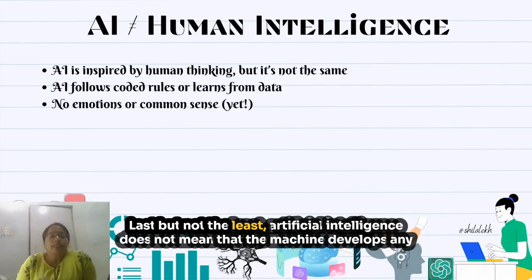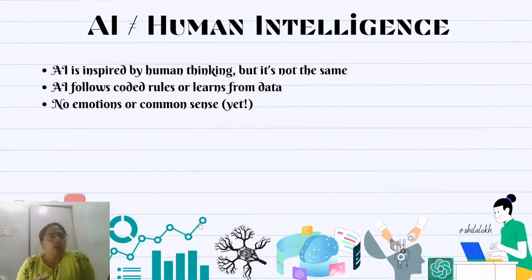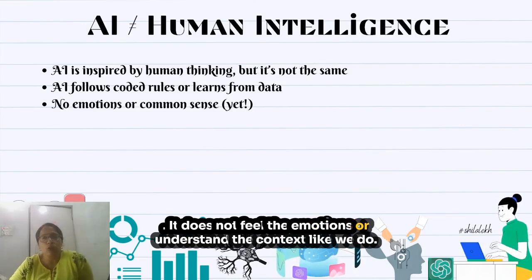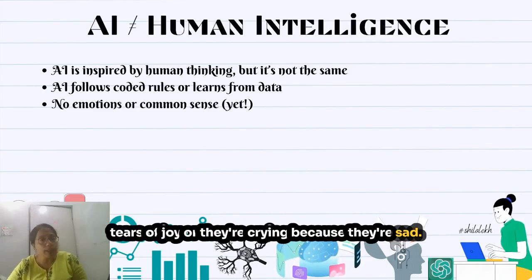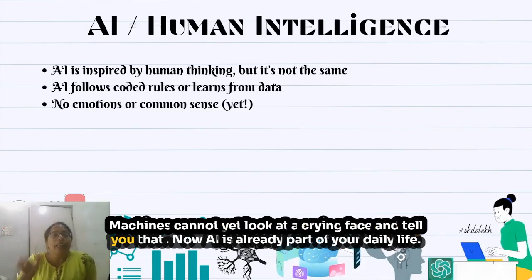Last but not the least, artificial intelligence does not mean that the machine develops any emotions or common sense. At least not yet. We have not yet achieved that level of training that we can make the machines feel. It does not feel the emotions or understand the context like we do. For instance, if somebody is crying, then we can understand whether those are tears of joy or they are crying because they are sad. Machines cannot yet look at a crying face and tell you that.